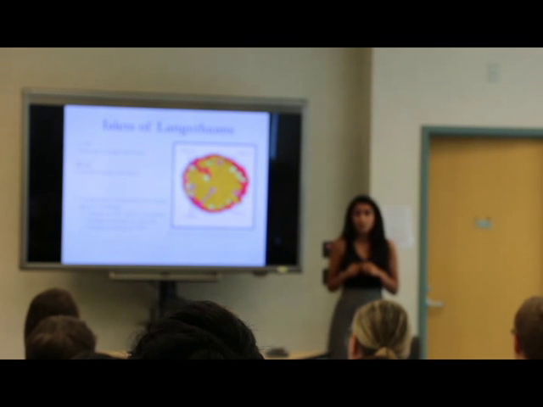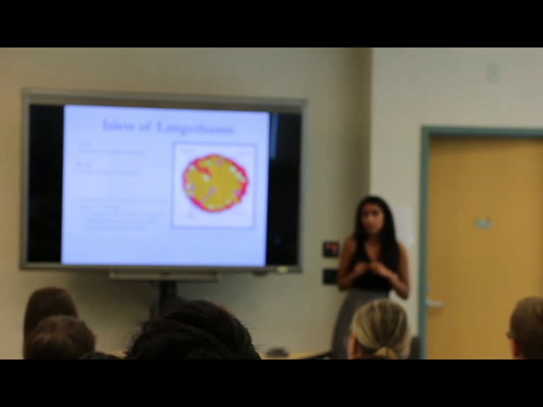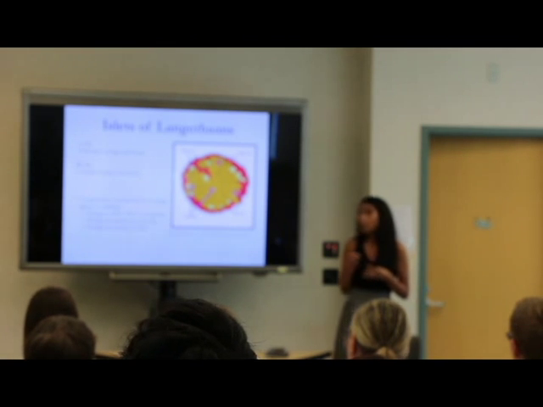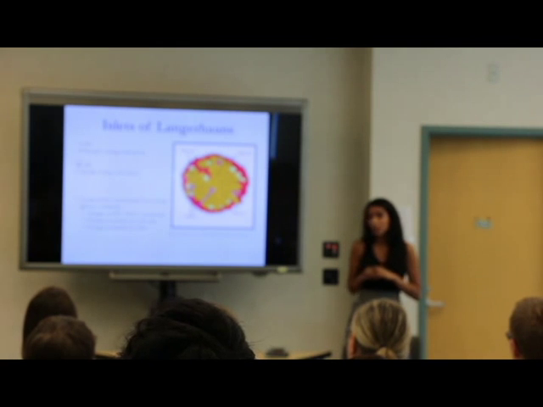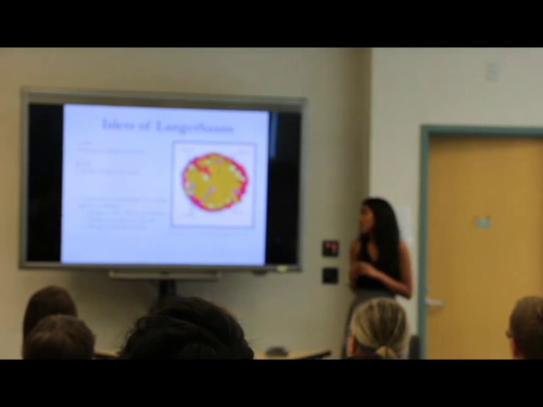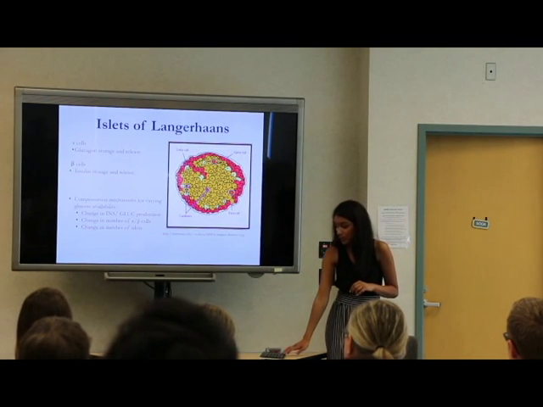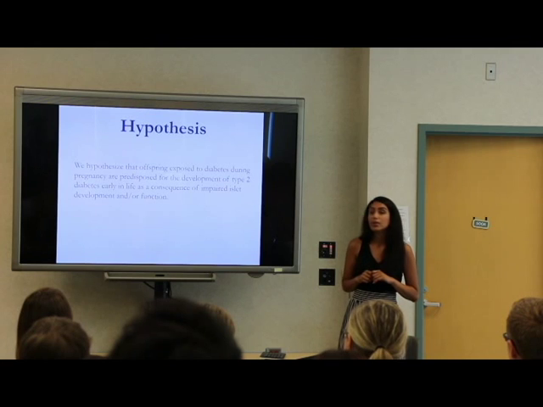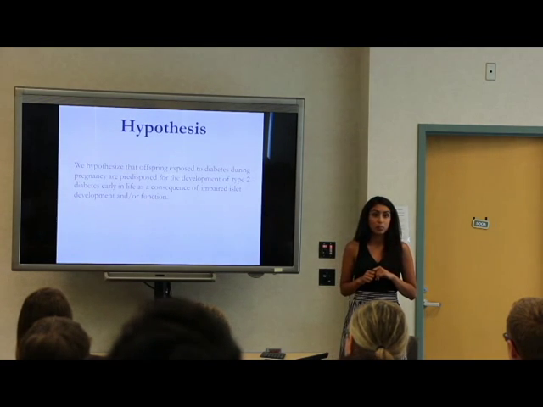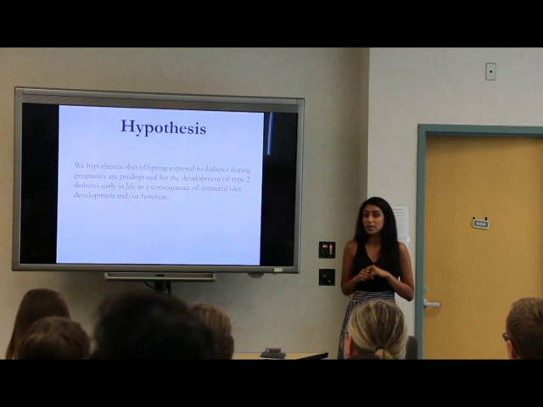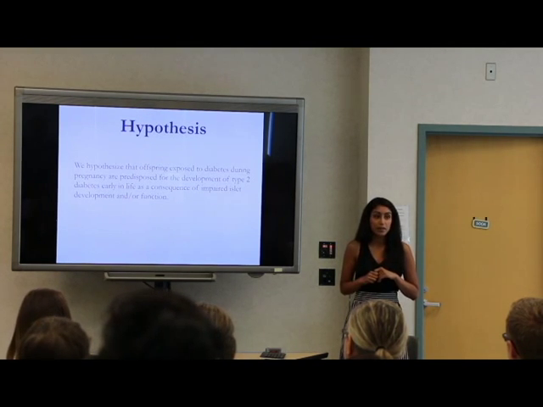So the way that our pancreas compensates for these varying levels of glucose is either by increasing insulin and glucagon production, increasing the number of alpha or beta cells, or by changing the growth of our islets. But when these compensation mechanisms aren't enough, that's when we have the development of diseases like youth onset type 2 diabetes, which leads me to our hypothesis. We hypothesize that offspring exposed to diabetes during pregnancy are predisposed to the development of youth onset type 2 diabetes as a consequence of impaired islet function and development.